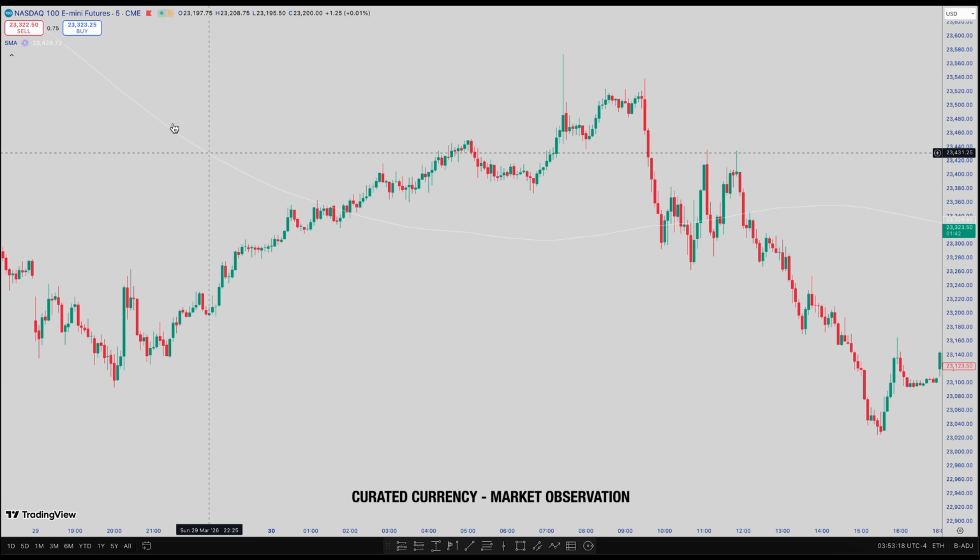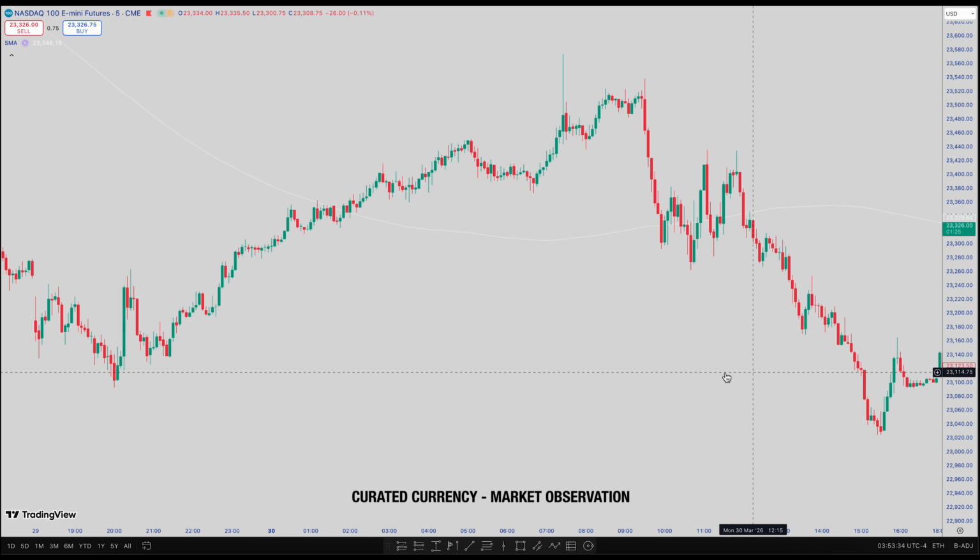Today we're looking at NASDAQ on a 5-minute time frame. And what stands out about this session is how the market transitioned through clear phases from accumulation into expansion into distribution and ultimately continuation to the downside.